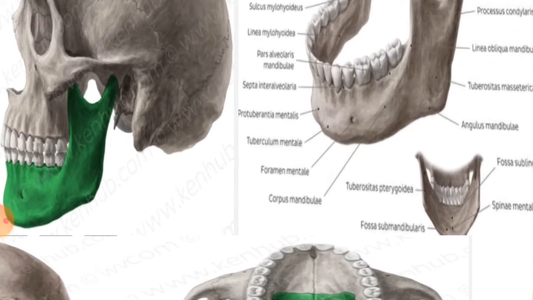You can appreciate the temporomandibular joint here. The condylar process of the mandible is articulating with the mandibular fossa, which is a part of the temporal bone, and forming the temporomandibular joint.